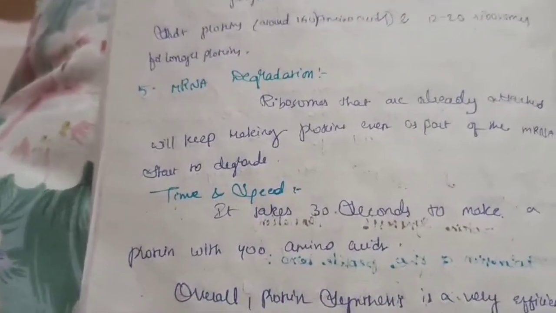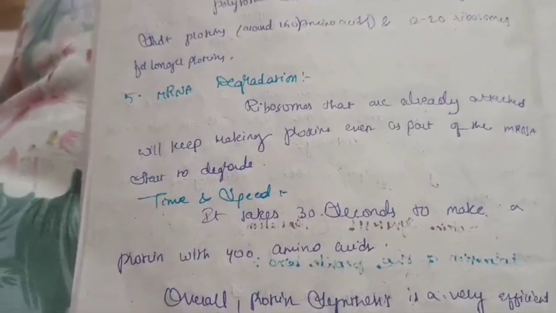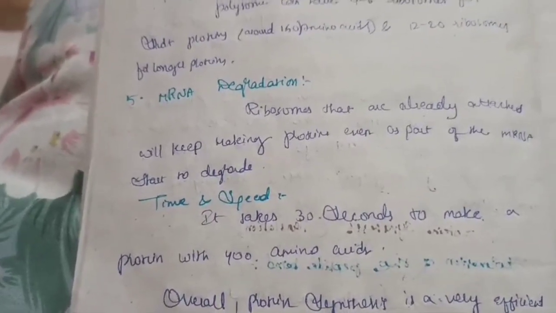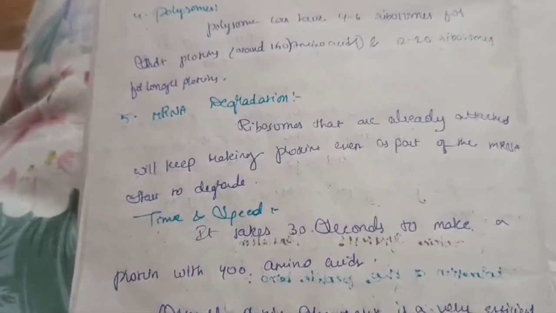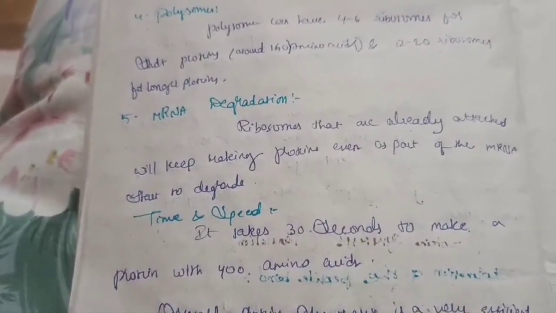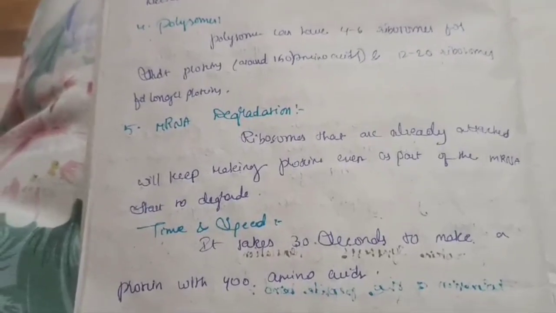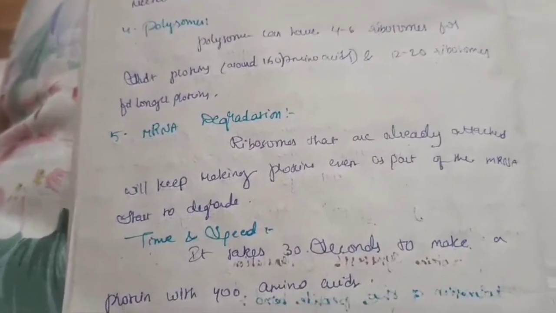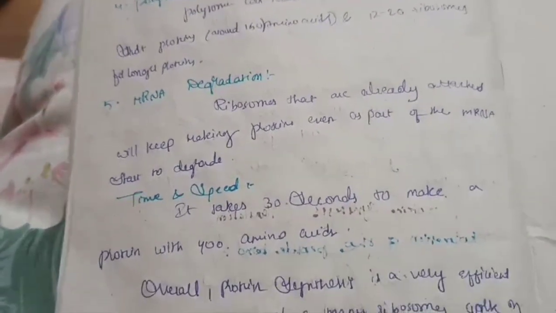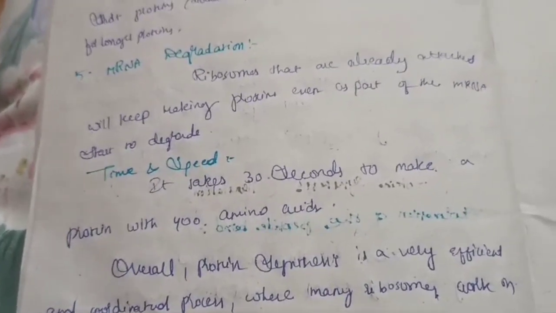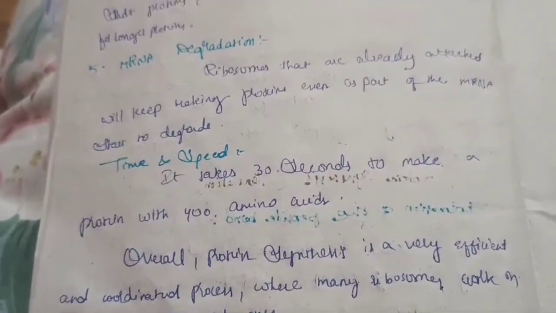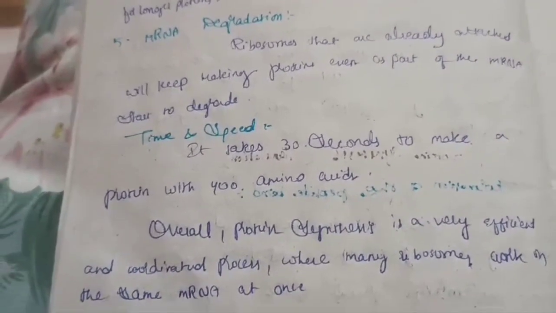The whole protein biosynthesis is determined by the rate of transcription and translation, and these rates are commensurate, since in mRNA labeled with radioactive atoms a correlation was observed between the lengths of labeled mRNA and polysomes, and there are no free labeled mRNAs present. Overall, protein synthesis is a very efficient and coordinated process where many ribosomes work on the same mRNA.